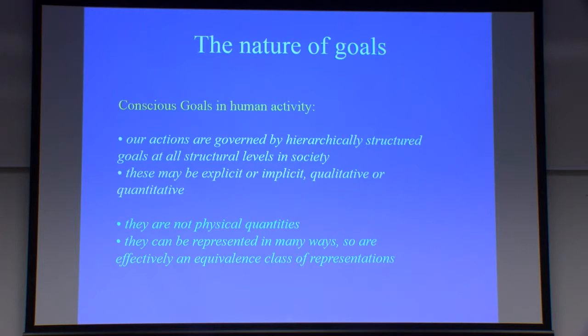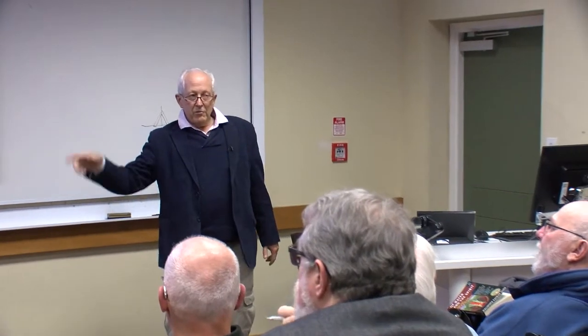In human activity, we have a hierarchy of goals. Our actions are governed by hierarchically structured goals at all structural levels in society. They may be explicit or implicit, qualitative or quantitative. They're not physical quantities. They can be represented in many ways, and so are effectively an equivalence class of representations, which I'll come to in a minute. But just take any activity, like we're going to bake a cake, so we've got to go and get the ingredients, so we've got to get on a bus and go to the store. There's a hierarchy of things you have to do, each of those involving a series of goals, and then you do them. You tick off those goals one by one, and then in the end you get the cake which you were aiming to get.